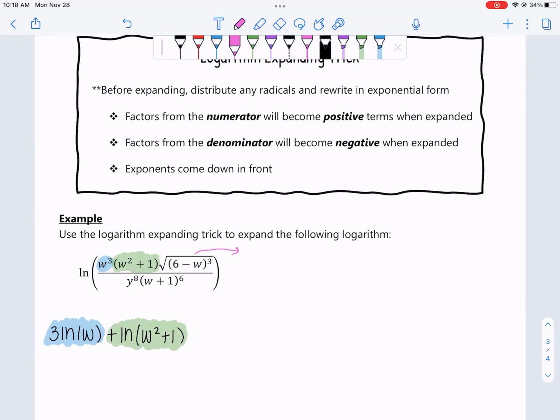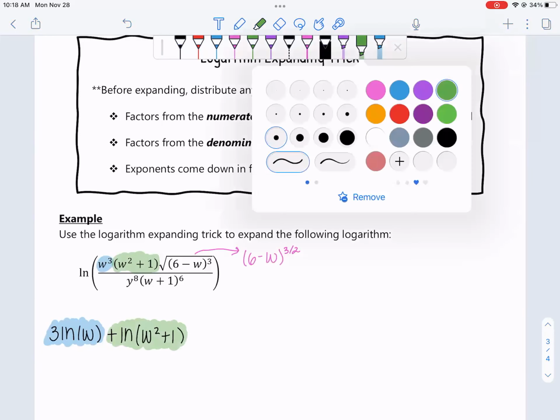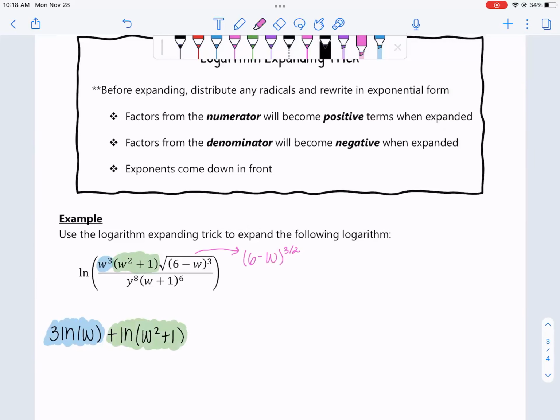This guy right here could be rewritten as 6 minus w raised to the 3/2 power. 3 is the power, 2 is the root. So it's in the numerator, so it gets a plus, the power is 3/2. It'll come down out front. ln of just the inside stuff, so just the 6 minus w. ln of 6 minus w.